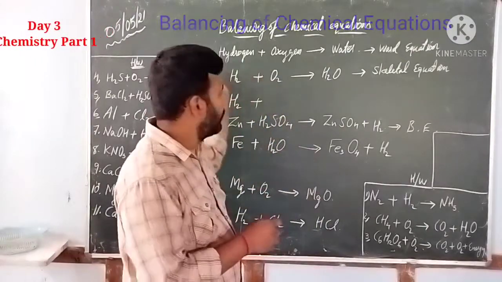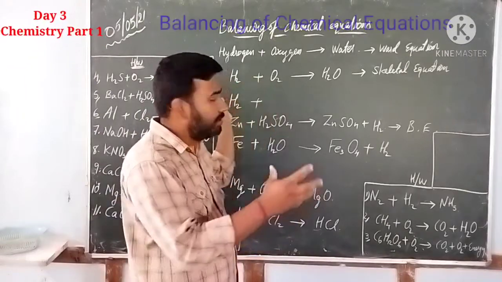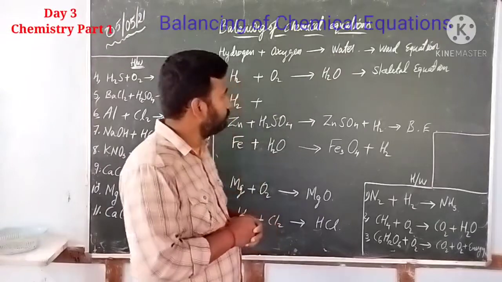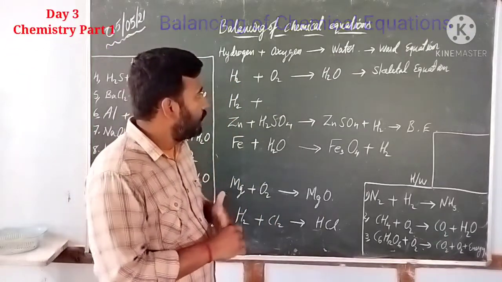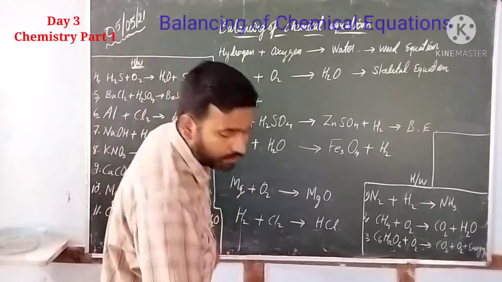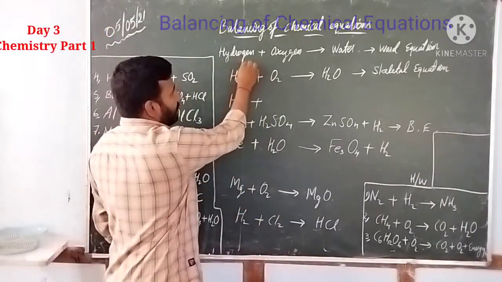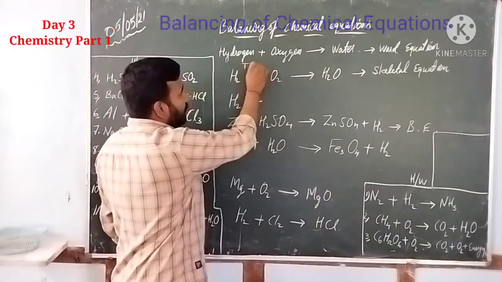They are written on the left hand side, as you can see. As a result, when these two combine, we get water. In order to prove the law of conservation of mass, what does the law say? The total mass of the reactants. Last time we already did so many examples.